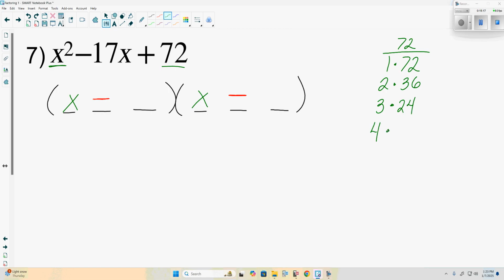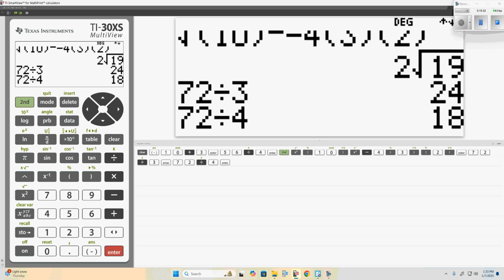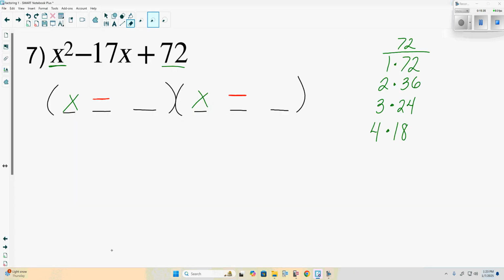4 is also a factor. It wouldn't be 16. Because it would be, I think it's 18. 72 divided by 4 is indeed 18. Is 5 a factor? No, because it has to end in what, 0 or? It doesn't. Is 6 a factor?